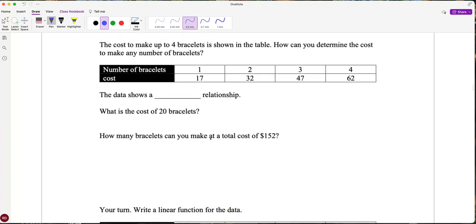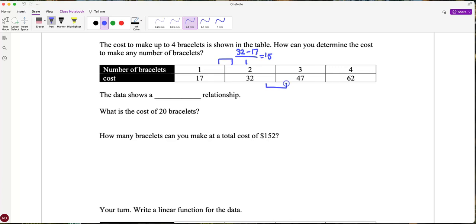So when I start talking about functions, you're used to thinking of equations, but I can look at data like this. The cost to make up 4 bracelets is shown in the table. How can you determine the cost to make any number of bracelets? So first of all, if this is going to be a function, I need to determine the relationship. So what is the slope between these two lines? It's going to be 32 minus 17 over 2 minus 1. So this is what? 15.